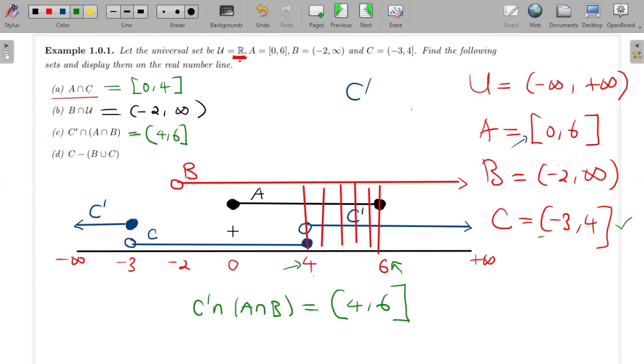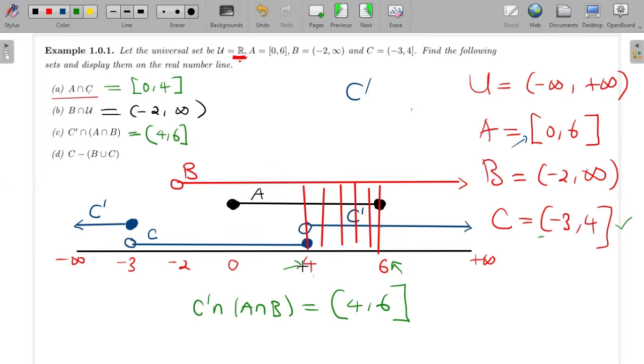Okay, anyway. So we said that the curved bracket means that something is not included, right, as the end point. And then the square bracket means that something is included.